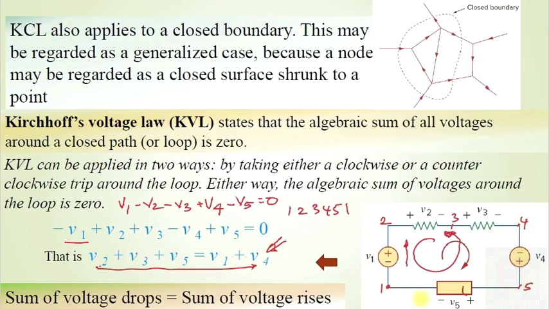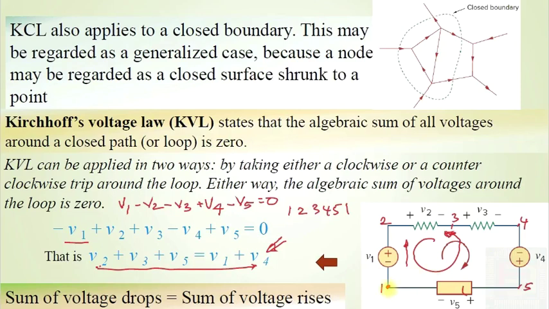For example, we consider the sign convention that if you are meeting a rise in potential, you consider it as positive, and if you are meeting a drop in potential, that means if you are traveling from a positive polarity to negative polarity, you consider it as a drop in potential, and that voltage is considered as negative. So if you follow this sign convention, let us see what equation we will get.